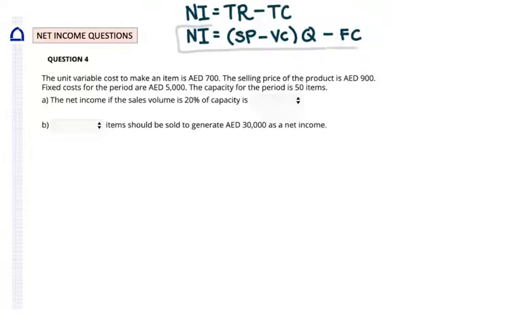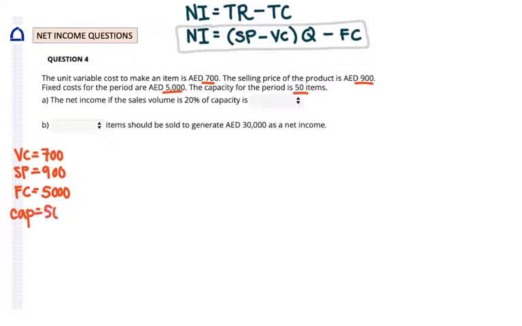No need to memorize it, but we will use this when they ask us a lot of questions about the net income. So again, like usual, before I do anything, I'm just going to label every number in the question. It says the variable cost to make an item is 700. The selling price is 900. The fixed cost, which would be rent and salaries, things like that, is 5,000. And the capacity is 50 items.